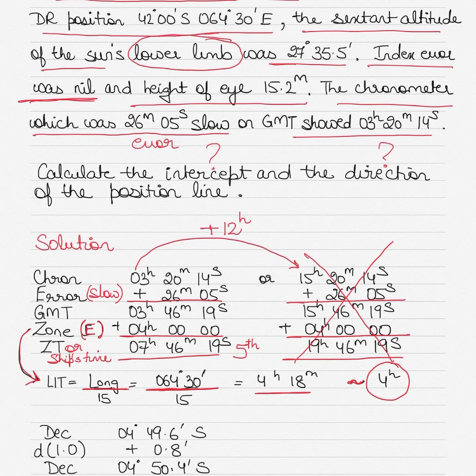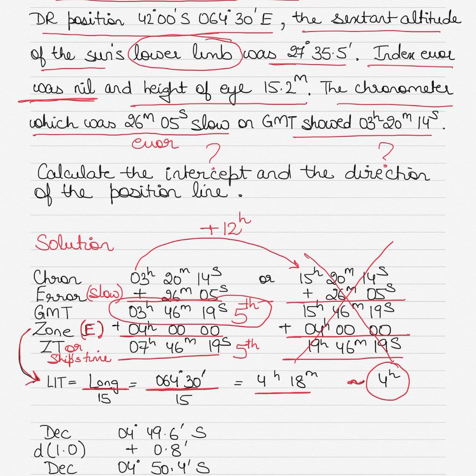If you have just added 4 hours to the GMT, then at GMT as well it should also be 5th of October. So your correct GMT time and date would be 5th of October 3:46:19. This is the time that you will be using for the rest of the question.